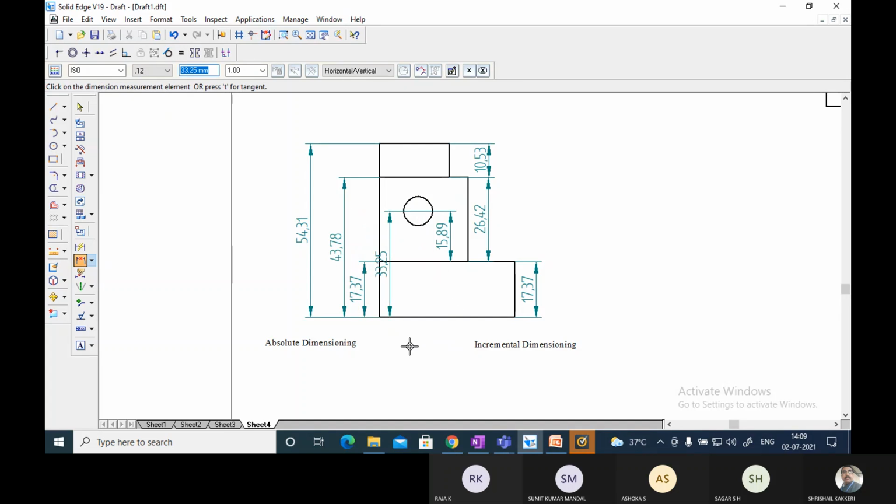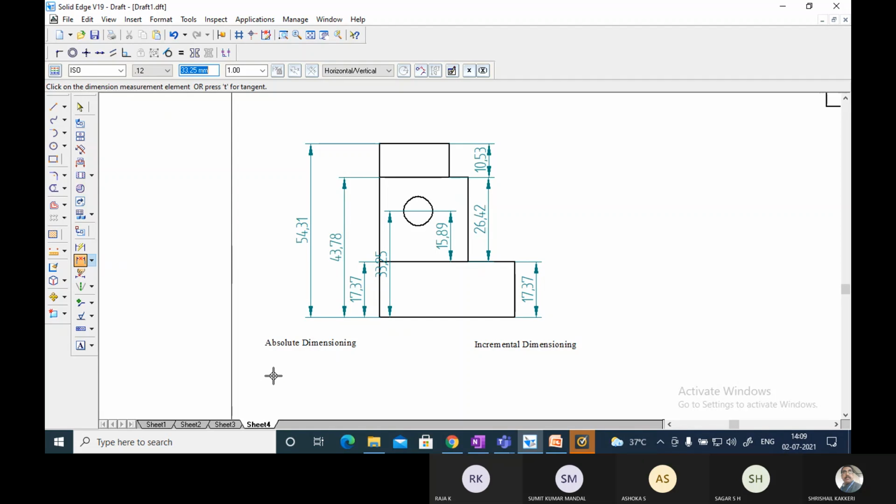See, look here. In this, there are two different ways by which I have shown the dimensioning. That means to say, the programmer can use the incremental dimensioning and absolute dimensioning. Please make a note. Please make a note.